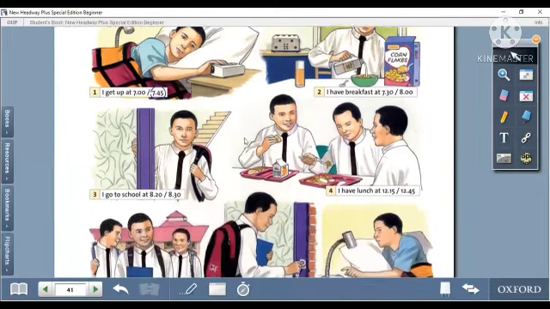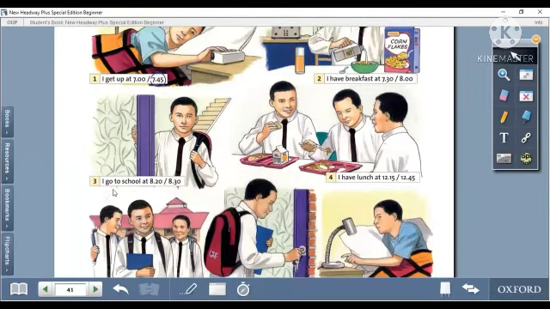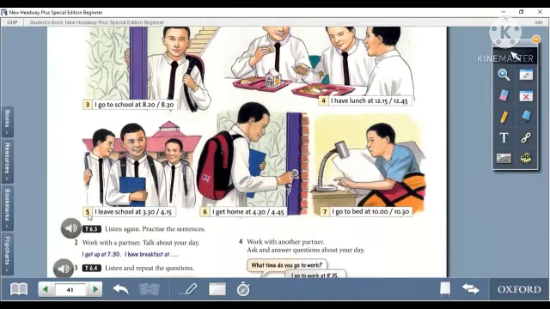Here we have number 3. What did he say? I go to school at, you choose the time. Okay, so I go to school, I have lunch, then I leave. With the verb leave, students often mix up the pronunciation between live and leave. Live is different from leave, which is different from life. Different pronunciations and different meanings. So I leave means I depart. I leave school at, and you are going to choose the correct time.